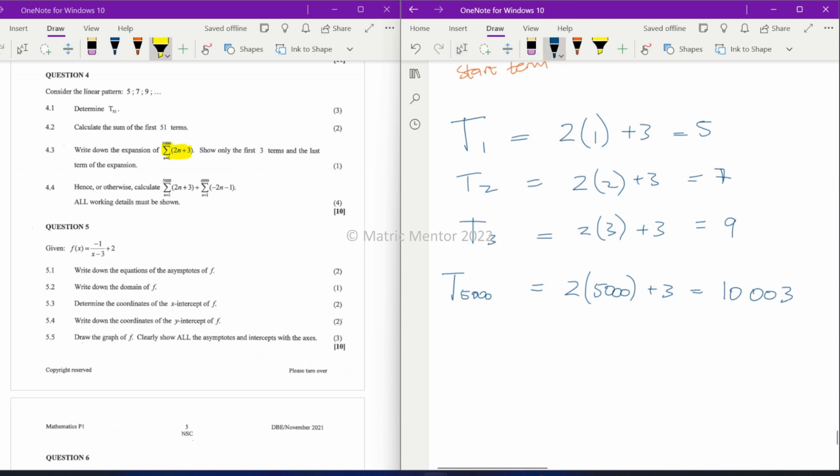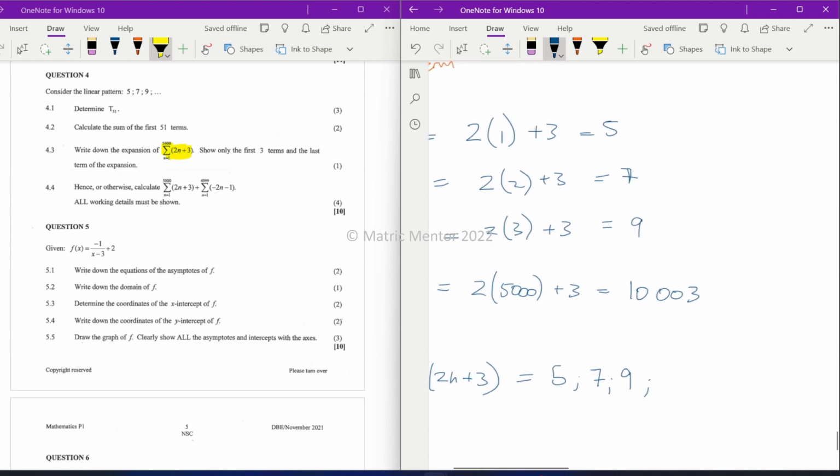So now that we have the terms that we require, we need to answer the question by writing down this function, the sum function, in its expanded form, only showing the first three terms and then the last term. So the way we do that is we write this function, the sum of 2n plus 3 from n equals 1 to 5000, equals 5 our first term, 7 our second term, and 9 our third term.